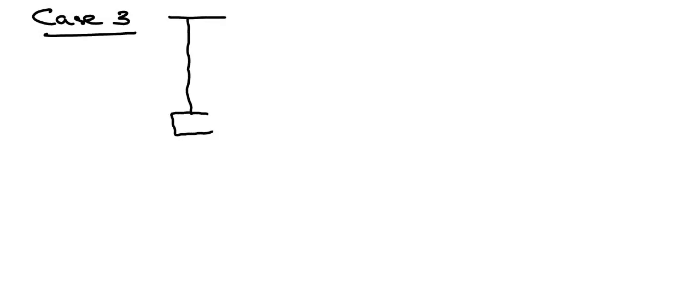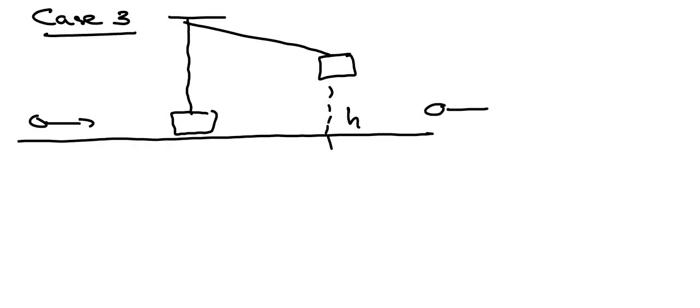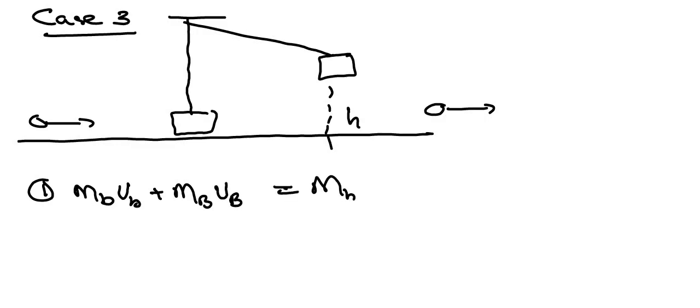Then apart from that, I'll give you case 3. Case 3 is almost similar to case 1, except this block now goes to a height. There is a height that is achieved, but the bullet continues to move like this. The first equation you're going to write is the same one: the mass of the bullet times its initial velocity, plus the mass of the block times its initial velocity, is equal to the mass of the bullet times its final velocity, plus the mass of the block times its final velocity.